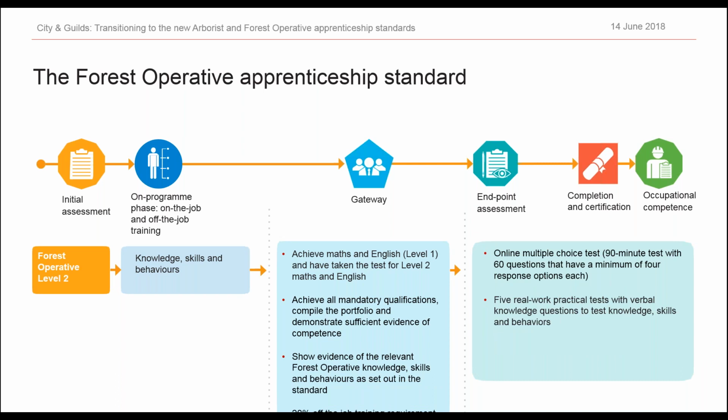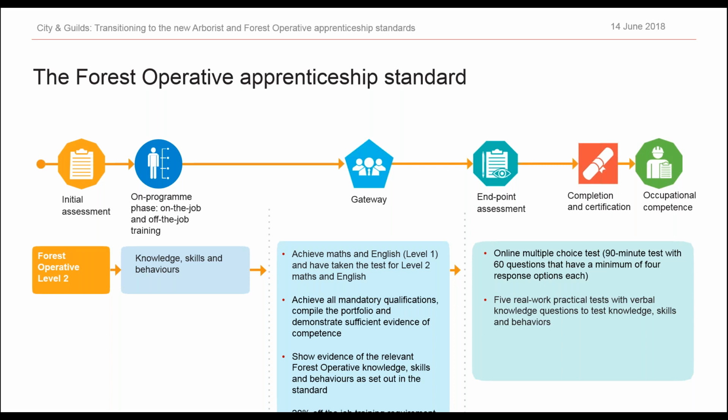Looking at the Forest Operative Apprenticeship Standard, there's an awful lot of similarity between it and the Arborist. They're both at level 2. English and maths must still be achieved at level 1, and the apprentices must have taken the test for level 2. Again, they must have achieved all their mandatory qualifications, compile a portfolio, and demonstrate sufficient evidence of competence.